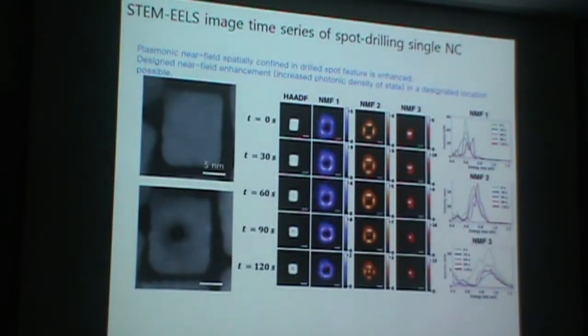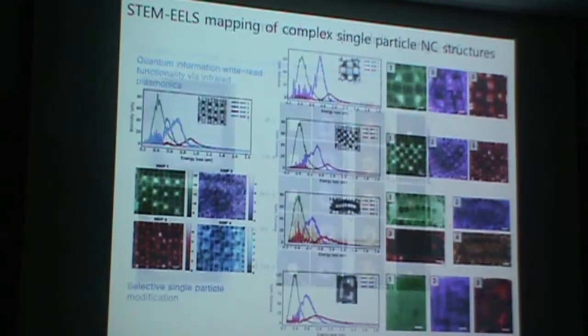So what does the near field look like? With the specialized STEM EELS imaging technique provided by Oak Ridge National Labs, within the drilled nanocrystal, in the third line over here, you can actually see a very highly intense localized plasmonic near field enhancement occurring in such holes. So it's a way of using a top-down approach that opens a way of designing near field enhancement in a designated location as we want.